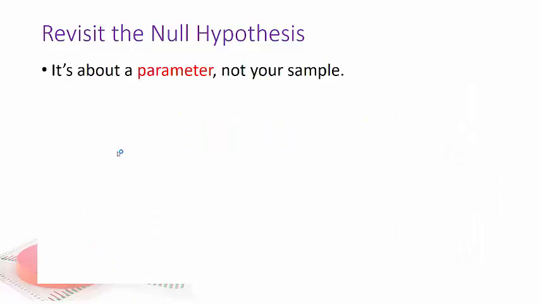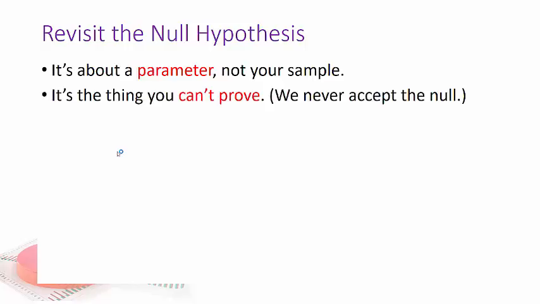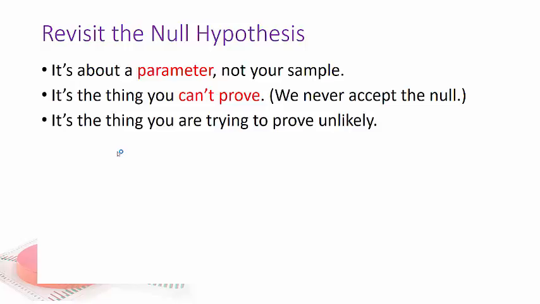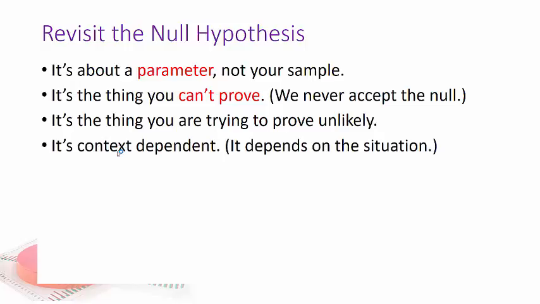So let's revisit the null hypothesis. It's always about a parameter, not your sample. It's a thing you can't prove. So usually we're moving to inductive reasoning here, where we prove by counterexample rather than calculation. It's the thing you're trying to prove unlikely. We're trying to find a counterexample to disprove the null hypothesis, or at least say that it's highly unlikely.